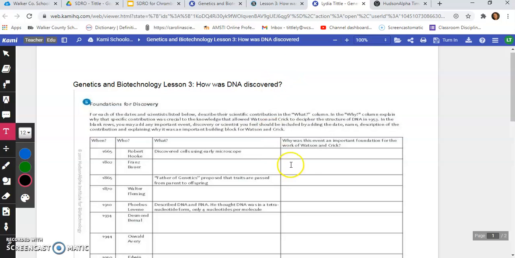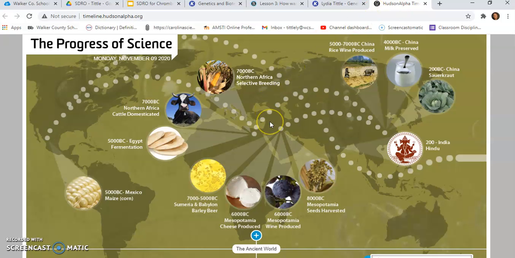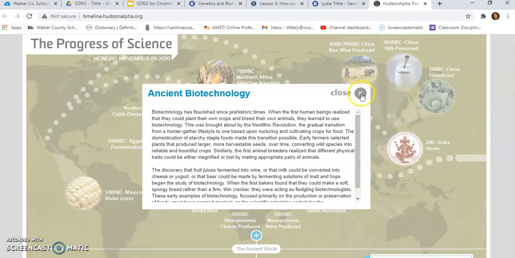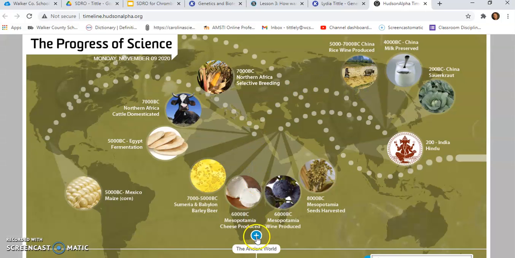Okay, you have your timeline that you'll fill out using Cami, and you have the Hudson Alpha timeline. So let's think about where we start here, 1665 with Robert Hooke. So I'm going to now go to the Hudson Alpha timeline, and I'm going to actually enter the timeline and scroll. Let's see.